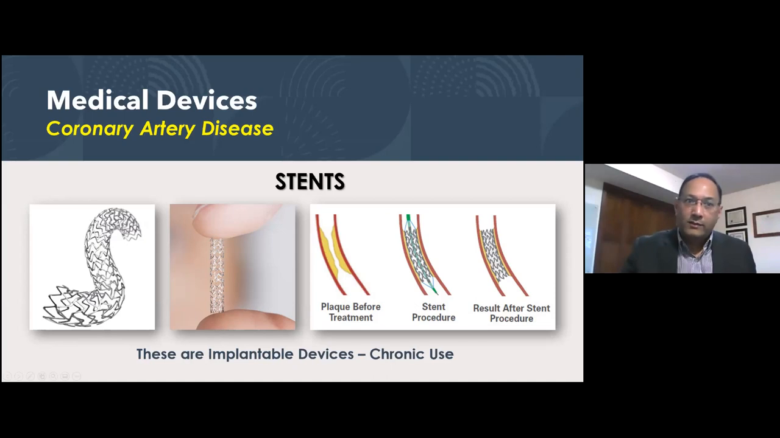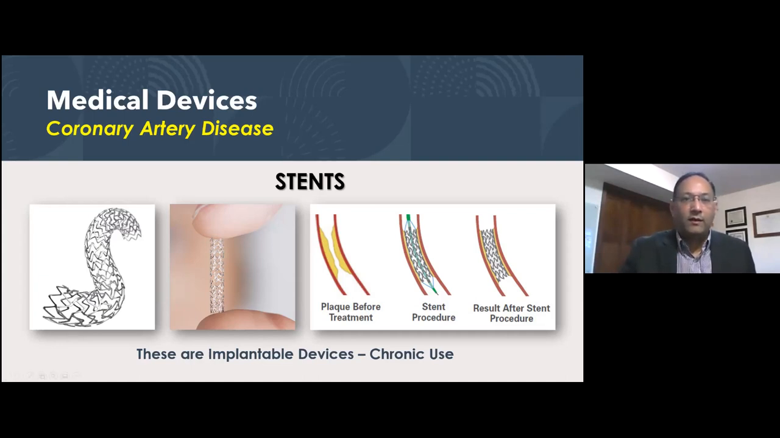Now, this product may have a drug over it to minimize the inflammation. This is a foreign body that's staying there, but in order to minimize the inflammation, and an inflammation response could manifest in many different ways.